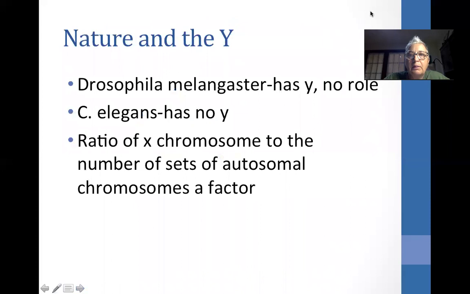One more couple things about other organisms other than humans, Drosophila and C. elegans. C. elegans is a nematode, it's a worm, and it's kind of genetically dumb.